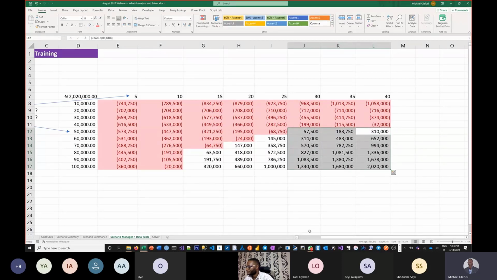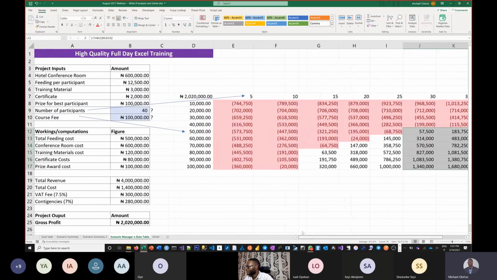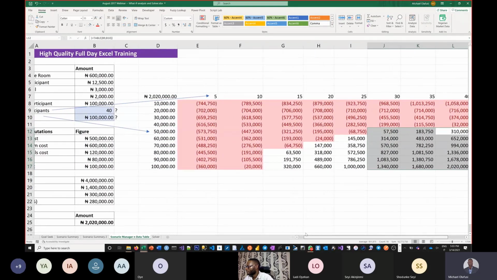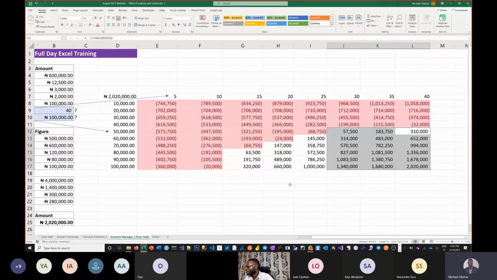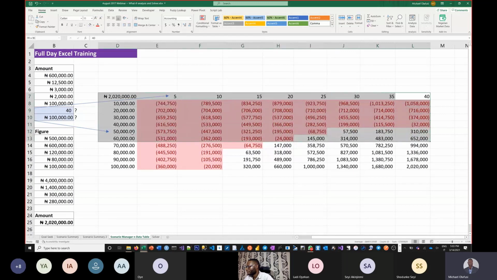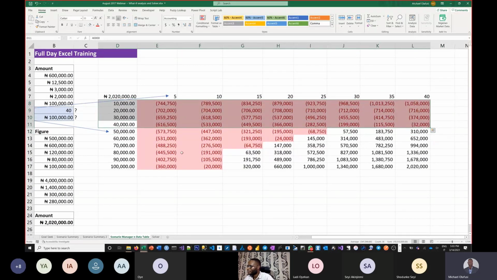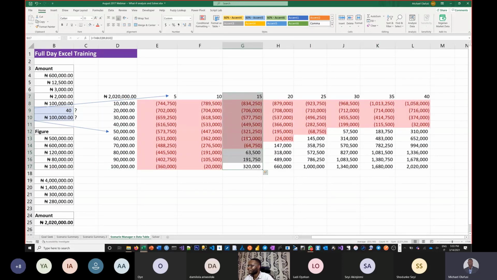And more importantly, I see which one plays a larger role. I think the price plays a much larger role than the number of people we get. Because if you look at it, it doesn't matter the number of people you get. If you charge low, if you charge 50K, if you charge 40K, all of these prices, you will still be making losses. But the moment you start charging good enough, by the time you get 15 people, you're already making profits.